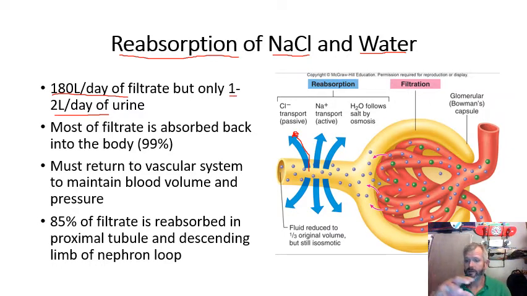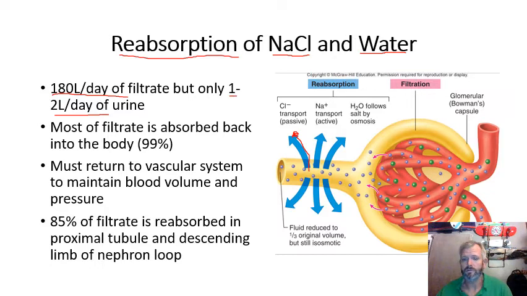Remember, these tubules are all flanked by those peritubular capillaries that are picking up whatever is reabsorbed back from the nephron here. Okay, so besides just salt and water, many things get filtered here that we want to keep. Right? We need salt. We need to maintain our salt because that is going to be driving our osmosis throughout our body. So we need to maintain salt levels. We need to maintain these electrolyte levels.